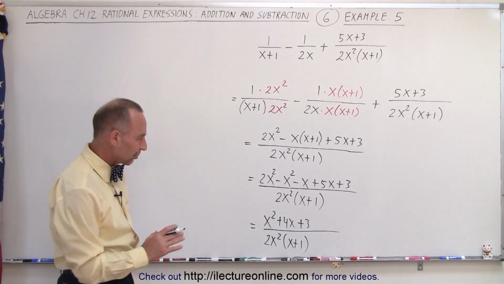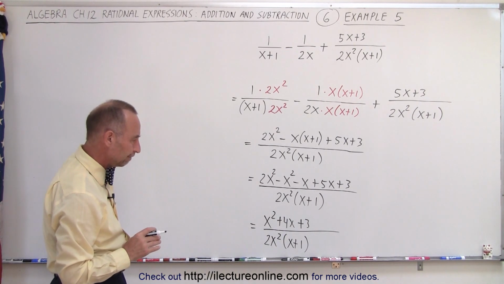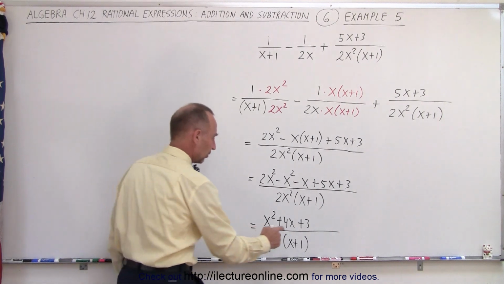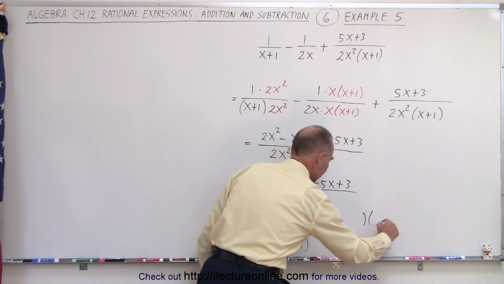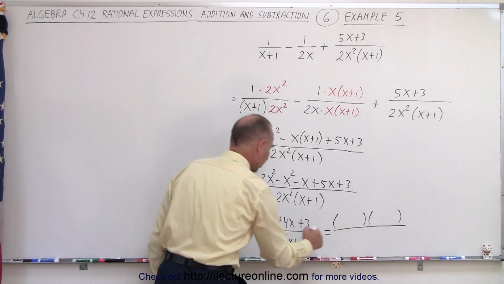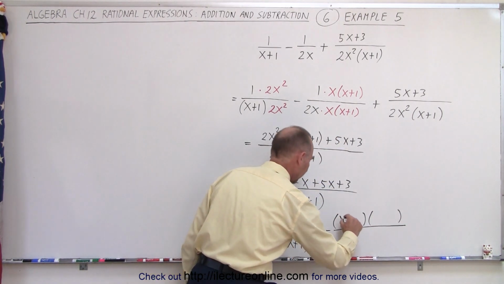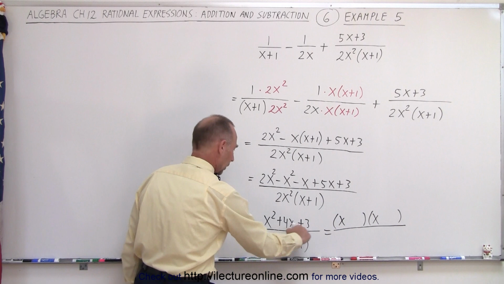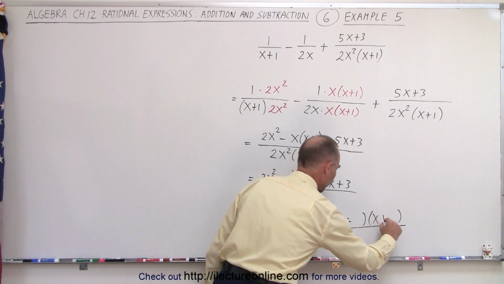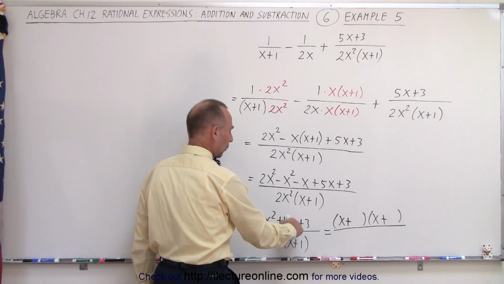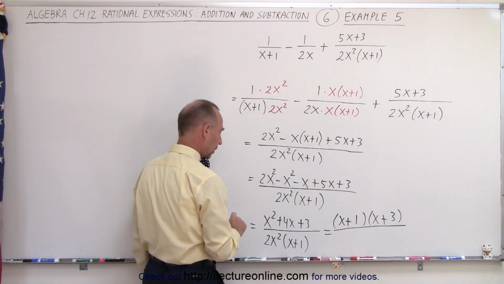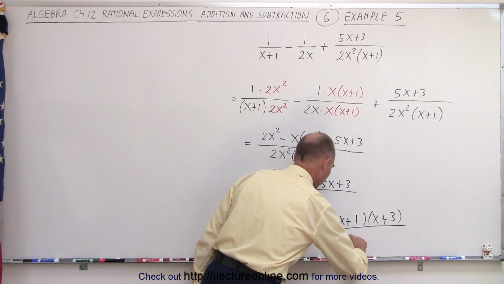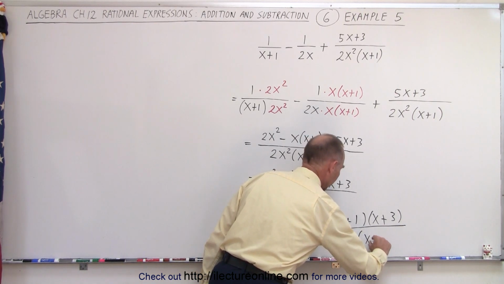Now, can we factor the numerator? I think we can. So let's go ahead and do that. So this is equal to, we're going to have the product of two binomials. We need an x and an x. Everything is positive. To get a 3, we'll multiply 1 times 3. And when we add them, we get 4. So that's correct. And in the denominator, we get 2x squared times (x plus 1).